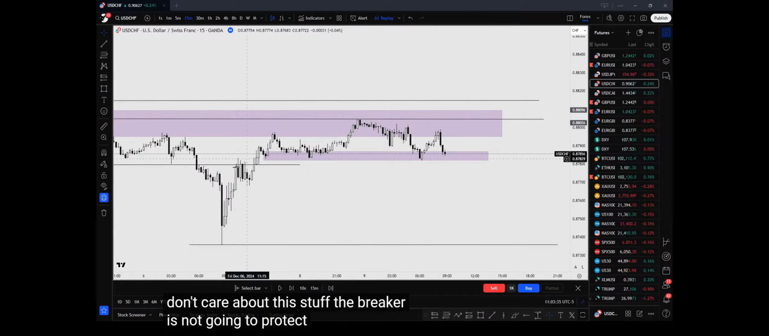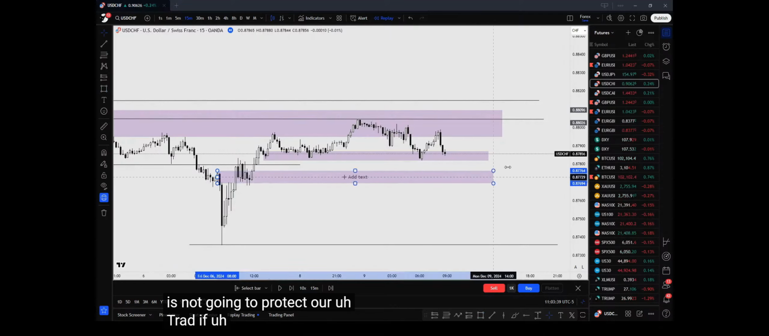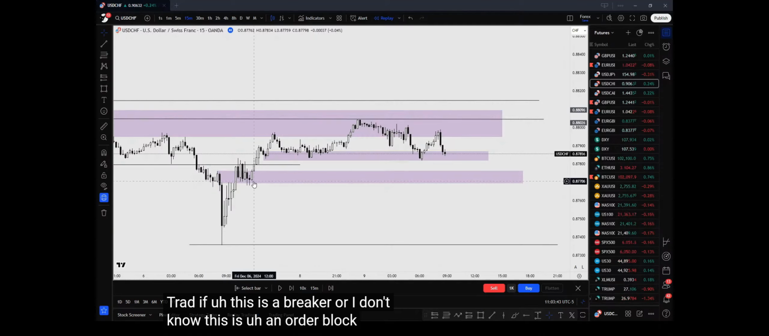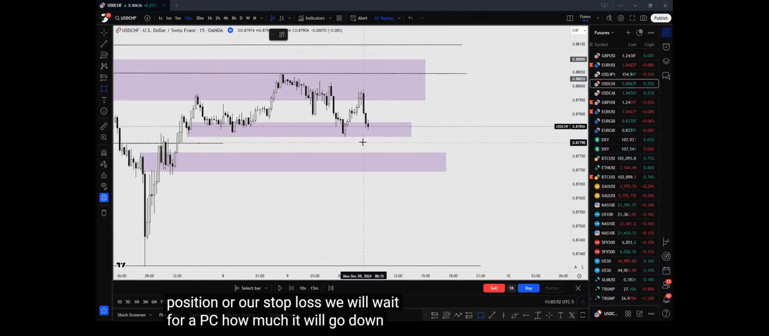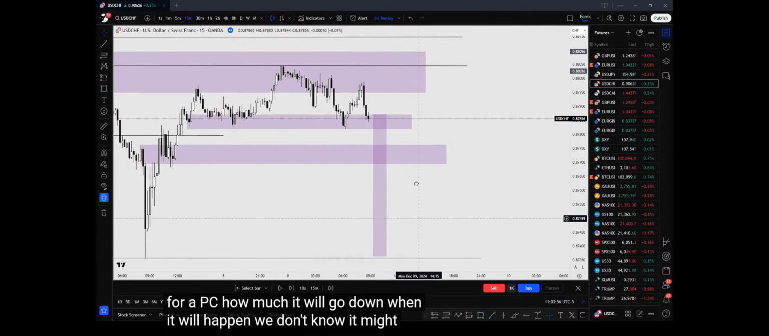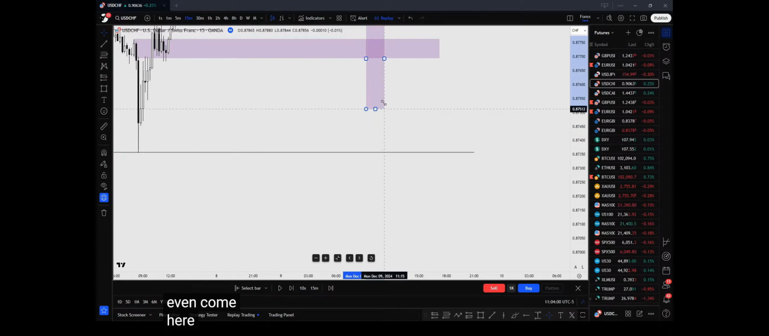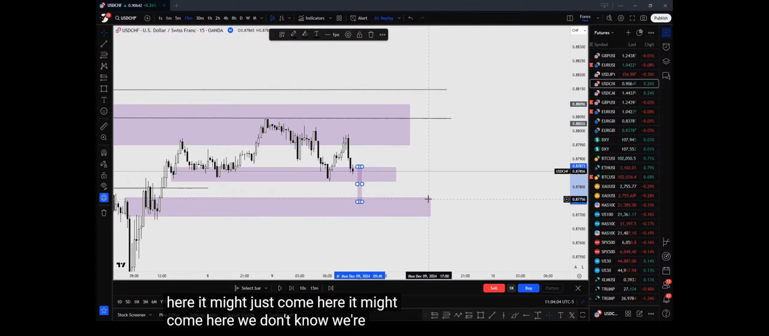The breaker is not going to protect our trade. If this is a breaker, or this is an order block, that's not going to protect our long position or our stop loss. We will wait for a PC. How much it will go down, when it will happen, we don't know. It might even come here. It might just come here. It might come here. We don't know. We're not going to predict it.